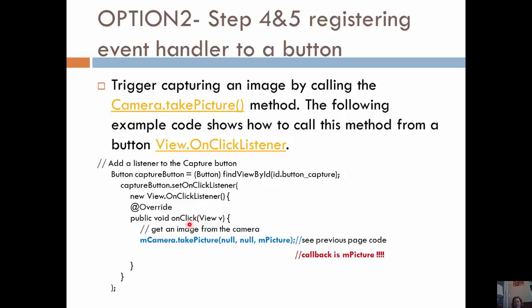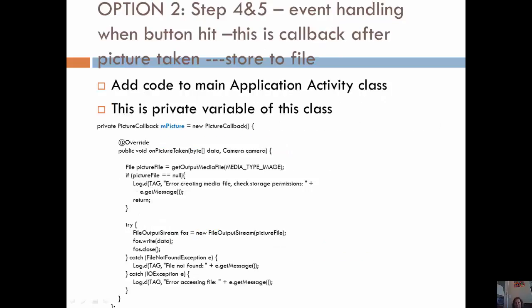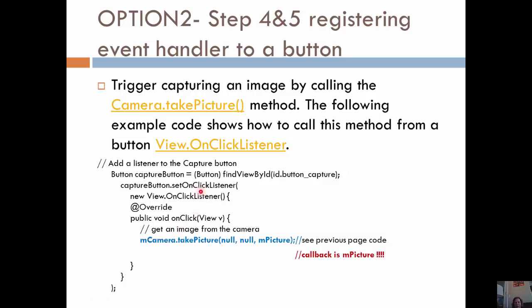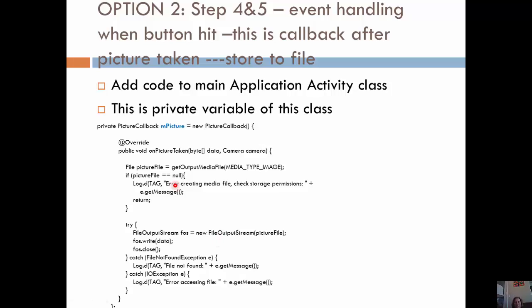So that when that button is clicked, it's going to call mCamera.takePicture, and in this case it's going to say null, null, and the callback is that mPicture instance right here in our activity class. When this button is hit, it's going to call takePicture, which will go off and take a picture, and then the data will be returned to this callback method called onPictureTaken, which will write it to the correct file.